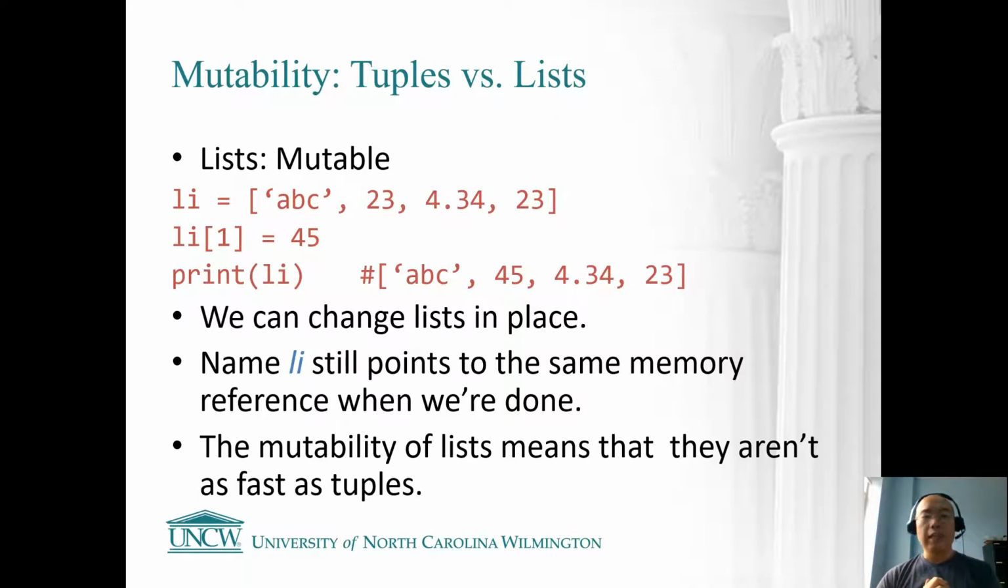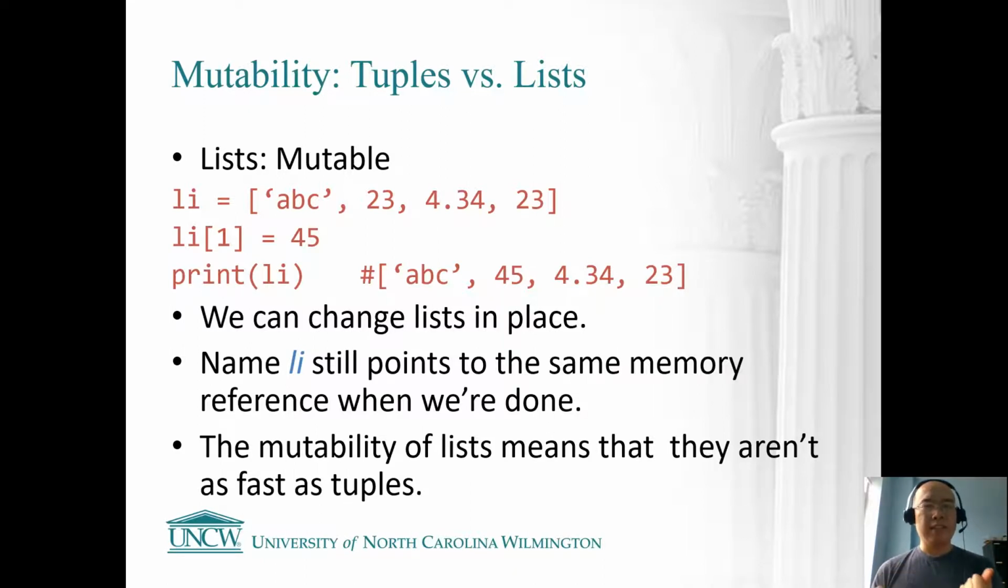For lists, on the other side, they are mutable. By saying they are mutable, this means we can do any in-place changes we want to do, right? Say if we want to take out this 23 and plug in a 45, this can be done, right?